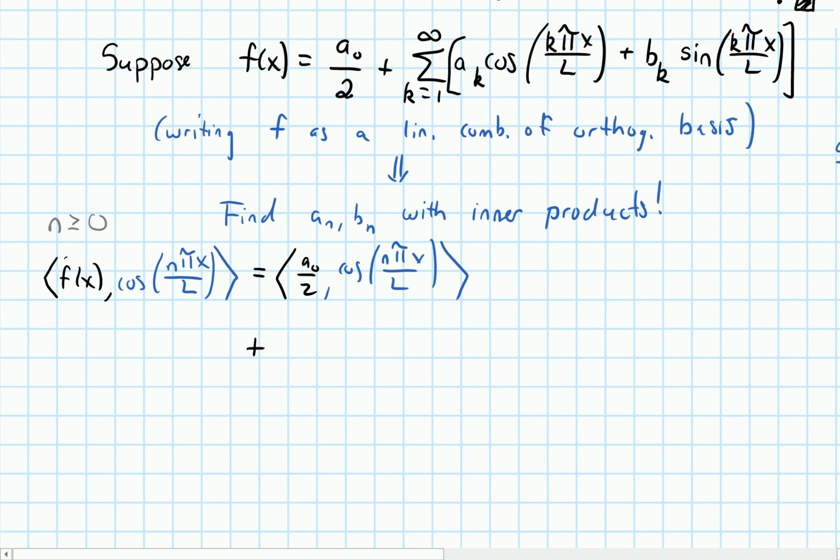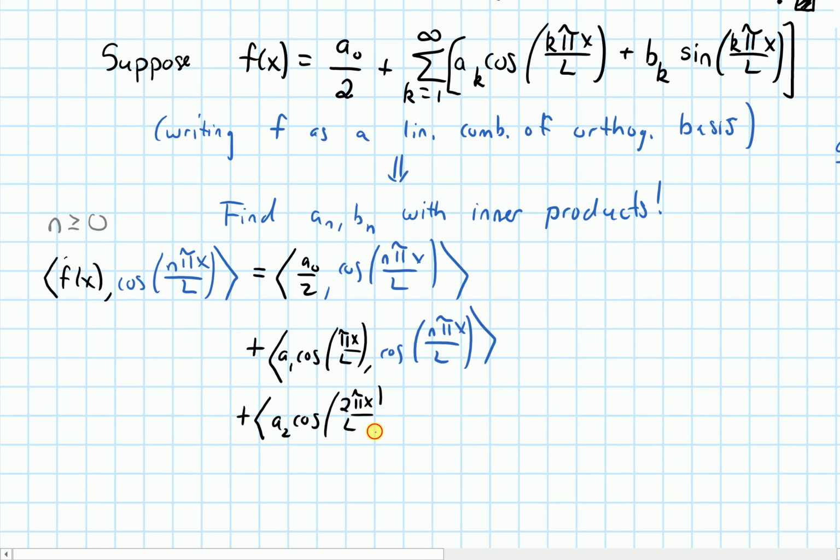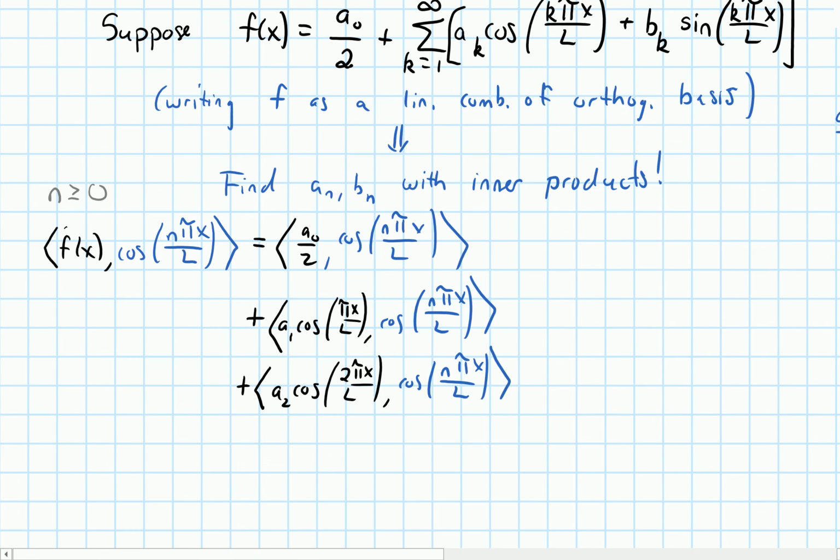The first cosine term in this sum is a1 cosine of pi x over L. So we take its inner product with this cosine of n pi x over L. Then I go to the next cosine term, which is a2 cosine of 2 pi x over L, and we take its inner product with this cosine of n pi x over L. And then we keep going like this, dot, dot, dot.